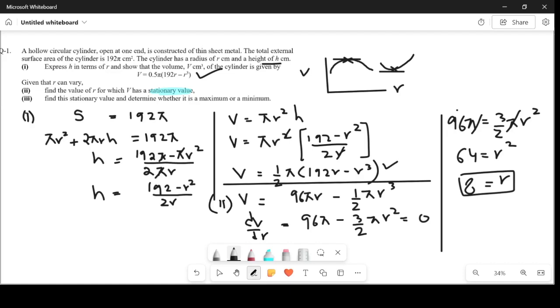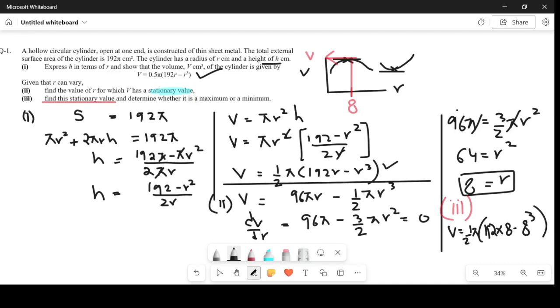Now they say find the stationary value. So r equals 8 gave us this maximum, or maybe it's a minimum. Now you have to find the value of V. Finding the stationary value means they now want the corresponding value of V when r is 8. We can do that by simply replacing r with 8 in the formula. So V equals half pi, 192 into 8 minus 8 cubed. Substitute this in the formula and you get 512 pi.